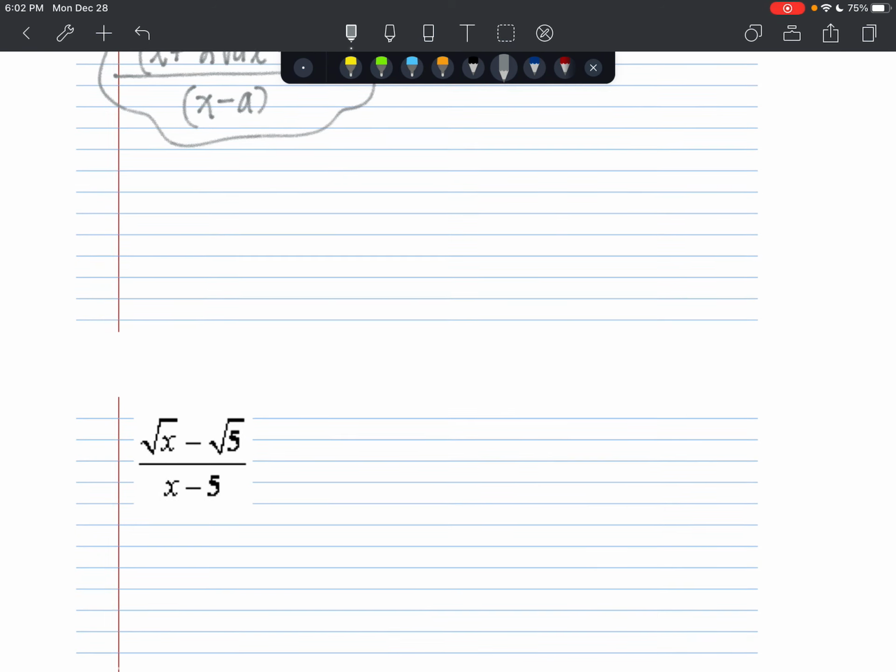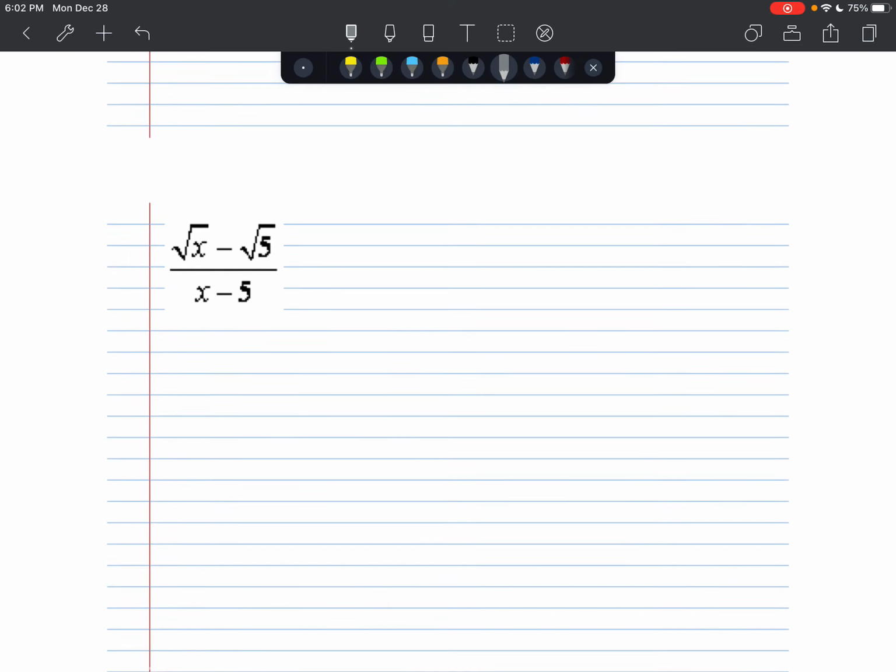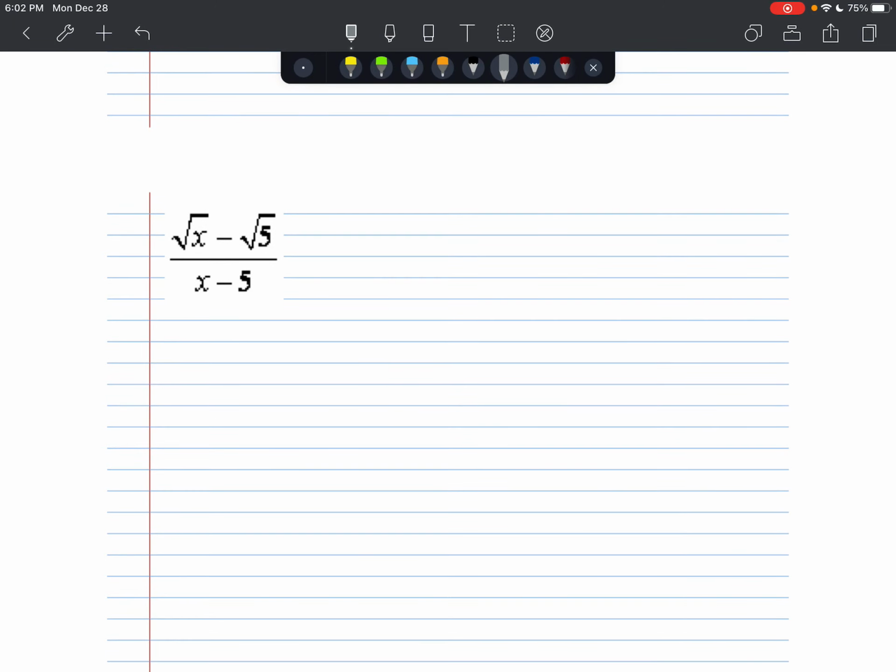And if you got that for an answer, you did fantastic. Okay, let's try one more. I know I said one more. Let's try one more. And this time you're going to rationalize the numerator. See if you can do this one. Rationalize the numerator. So what would you have to multiply both the numerator and the denominator by to rationalize that numerator?